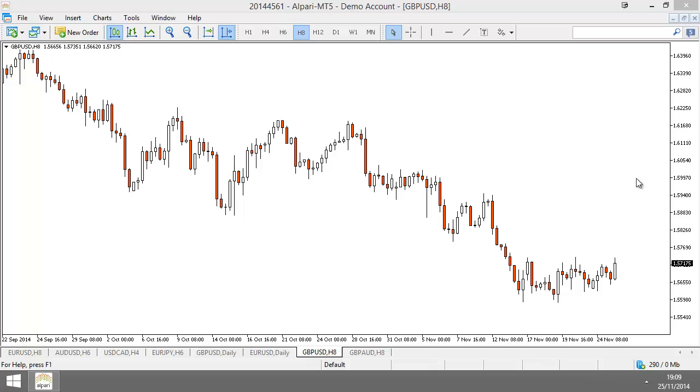Now I've already got support resistance areas for both these pairs in fact, so I kind of know where they are.